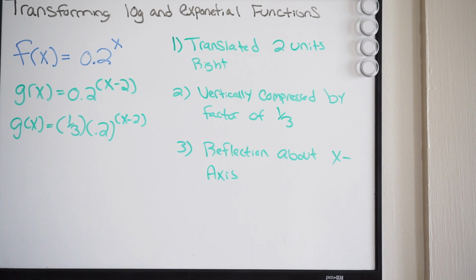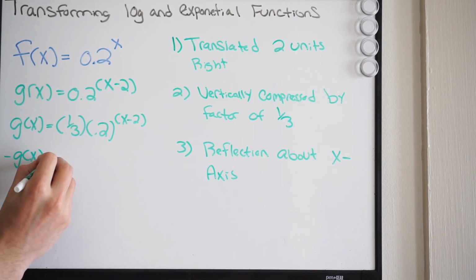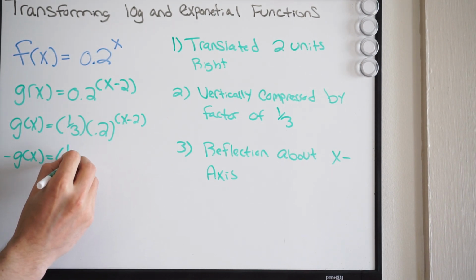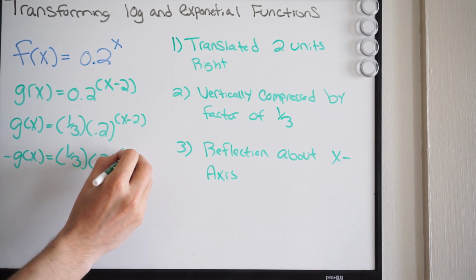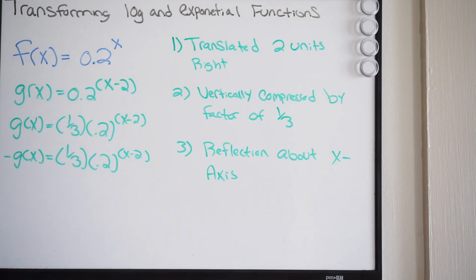Okay? And our last step here, reflection about x-axis. When we want to do that, we simply just make the y value negative. So we have negative g of x equals 1/3 0.2, and then x minus 2. But remember here, we cannot leave this as a negative. We have to get rid of that negative, so we divide the whole thing by negative. So each side we divide by negative.